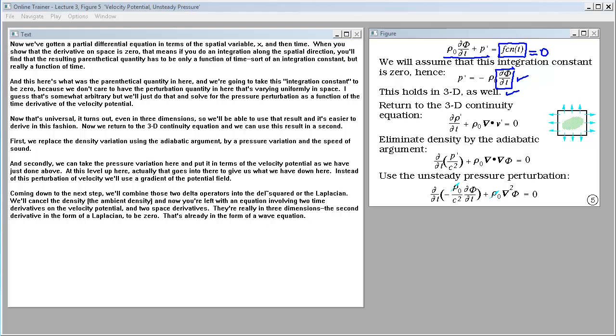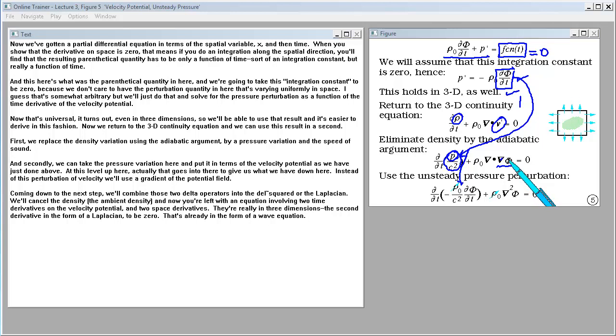Now we return to the three-dimensional continuity equation, and we can use this result in a second. First, we replace the density variation using the adiabatic argument by a pressure variation and the speed of sound. And secondly, we can take the pressure variation here and put it in terms of the velocity potential, as we have just done above. That goes into there, and then gives us what we have down here. Instead of this perturbation of velocity, we'll use the gradient of the potential field.